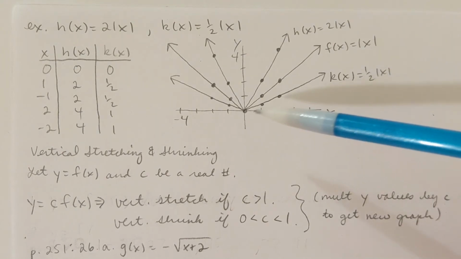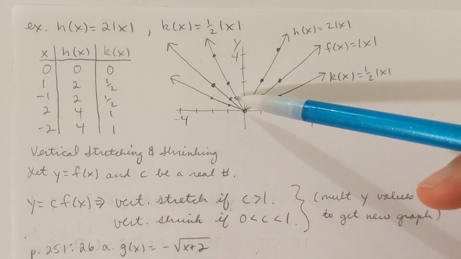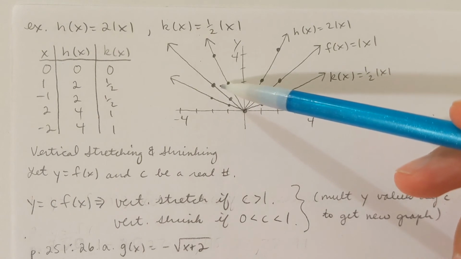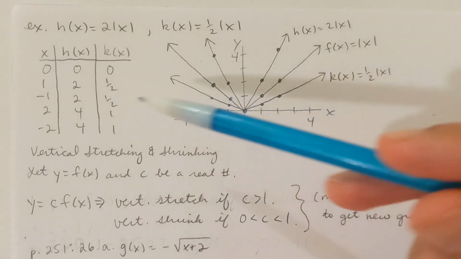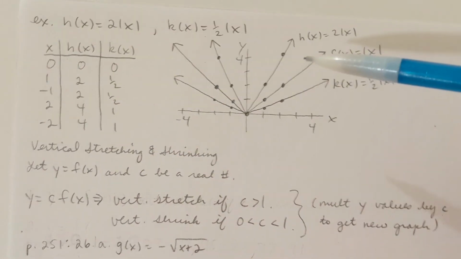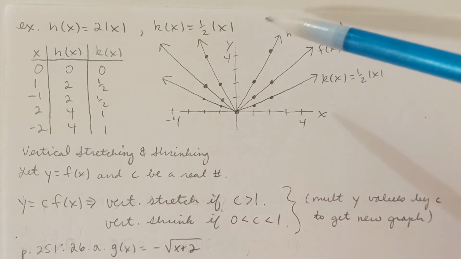And if x is 0, I get 0. If x is 1, I get 1. If x is negative 1, I get 1. If x is 2, I get 2. If x is negative 2, I get 2. And I've used those same values here in this table that I've got going on. And let's graph h of x and k of x.